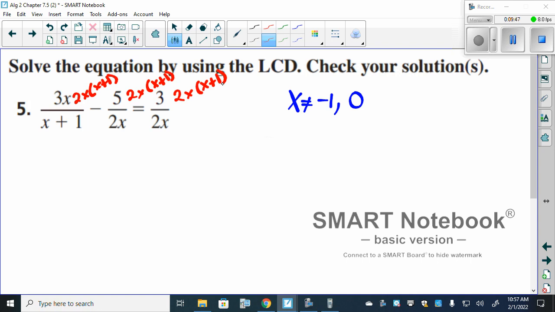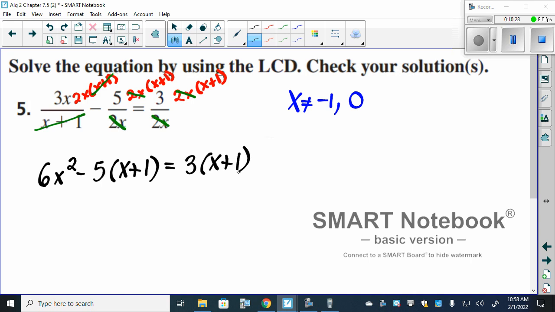Now let's see what simplifies. On the first one, we have the x plus 1 and x plus 1. In the middle, we have the 2x and 2x, and in the last one we have 2x and 2x. So what are we left with in the first? 3x times 2x, which is 6x squared, minus 5 times (x plus 1) is equal to 3 times (x plus 1).